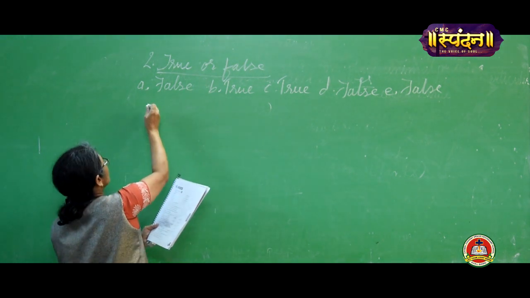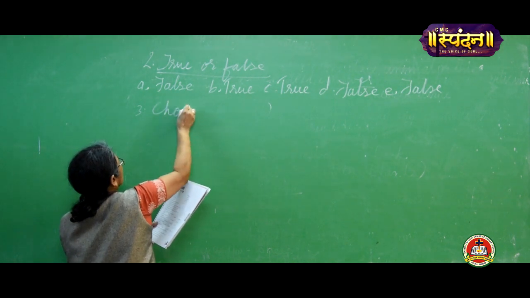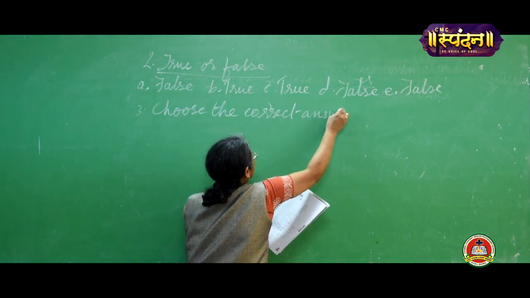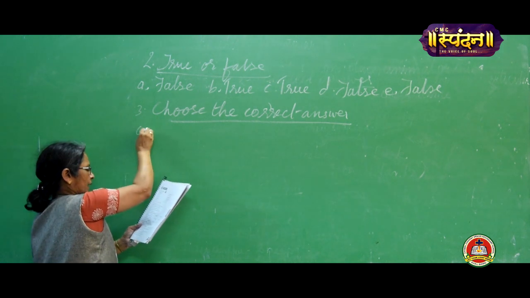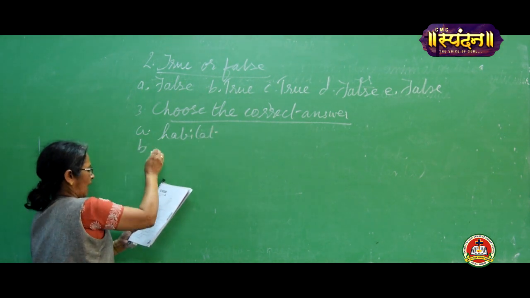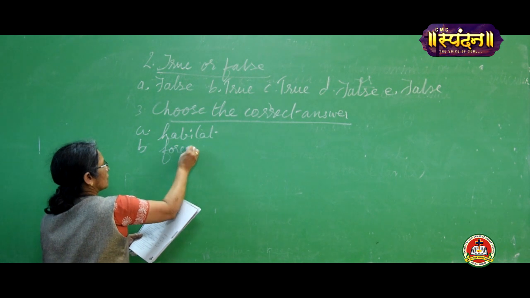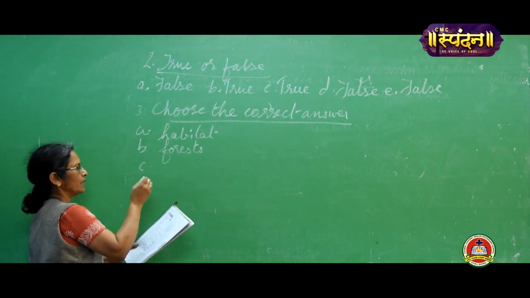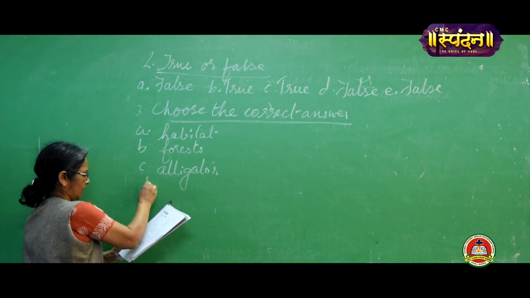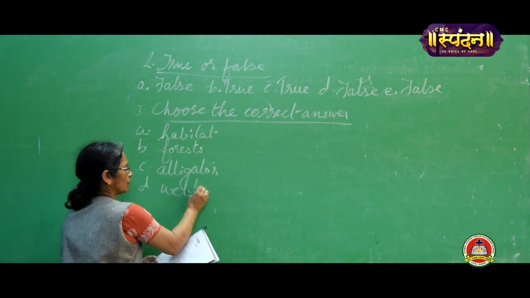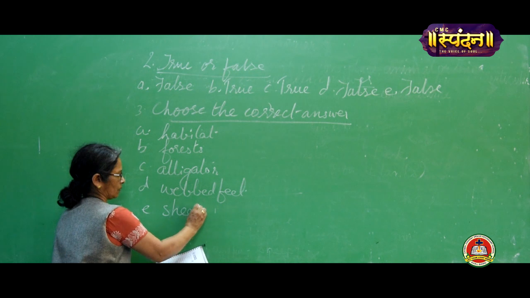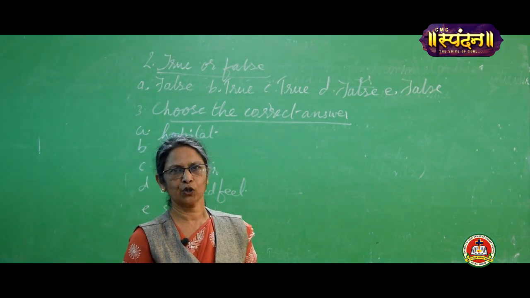Okay. Now we have choose the correct answer, children. A place where a particular animal lives, habitat. B, habitat of monkeys and lions, forest. C, a freshwater animal, alligator. D, an adaptation in frogs, webbed feet. And E, do not have scales, sheep. Okay. So, this was our textual exercise.